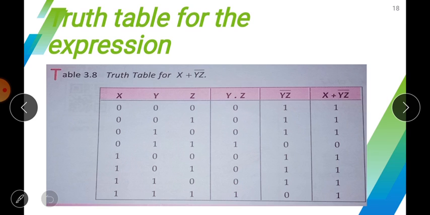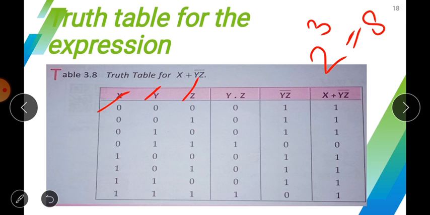As you can see, there are 3 variables, that is x, y, z. According to the formula that I told you earlier, 2 to the power 3, there will be 8 possible combinations. So first of all, you should write all the possible combinations. It doesn't matter what the position of x, y, z is; you can write it in any order. You can write here x, here y, here z. So there is no issue in how you write x, y, z.